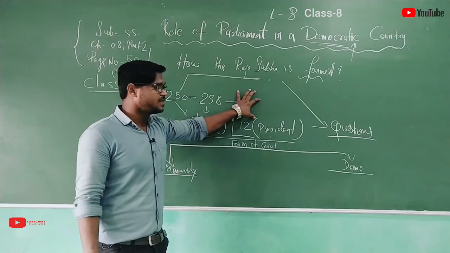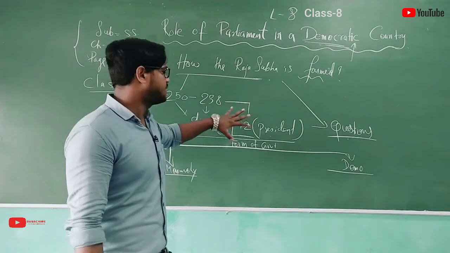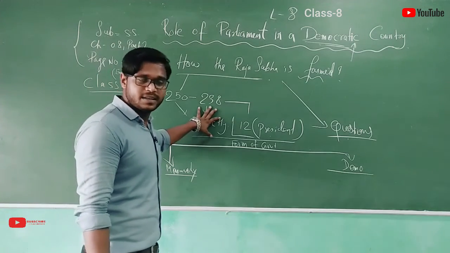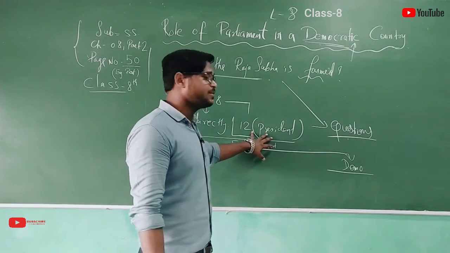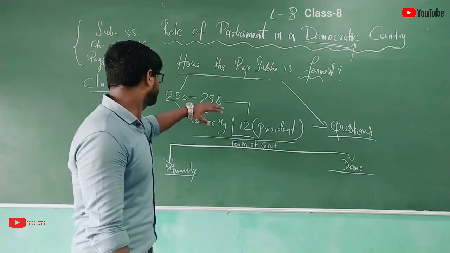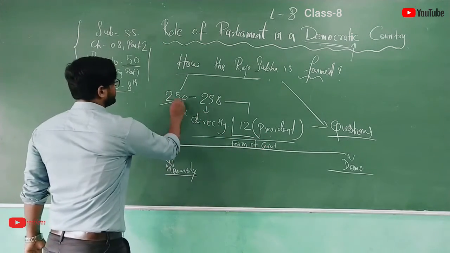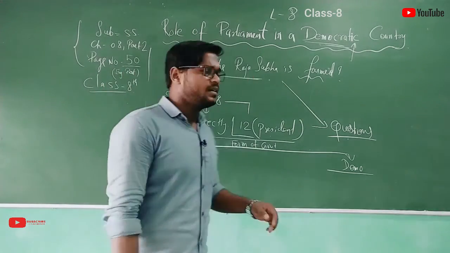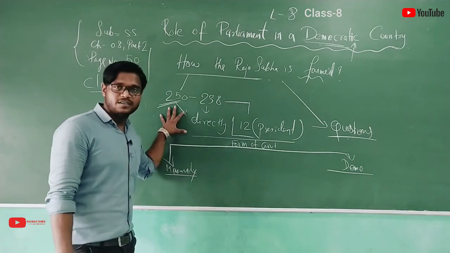So as I made you understand, Rajya Sabha is holding the questioning hour and the sessions also, where we can say that 238 members are selected directly, where 12 members are selected and nominated by the president here, and we can say the total number of seats is 250 here. So this is a general example related to the Rajya Sabha.